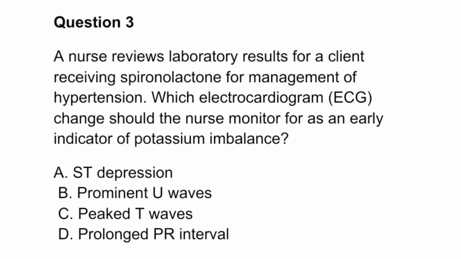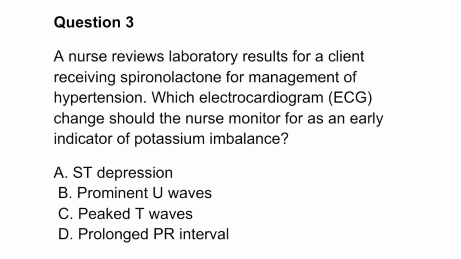Question 3. A nurse reviews laboratory results for a client receiving spironolactone for management of hypertension. Which electrocardiogram change should the nurse monitor for as an early indicator of potassium imbalance? A. ST depression. B. Prominent U waves. C. Peaked T waves. Or D.